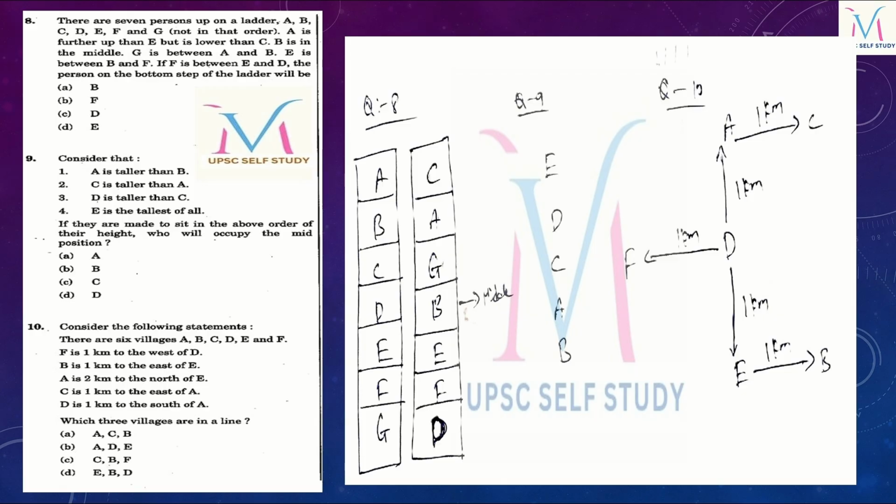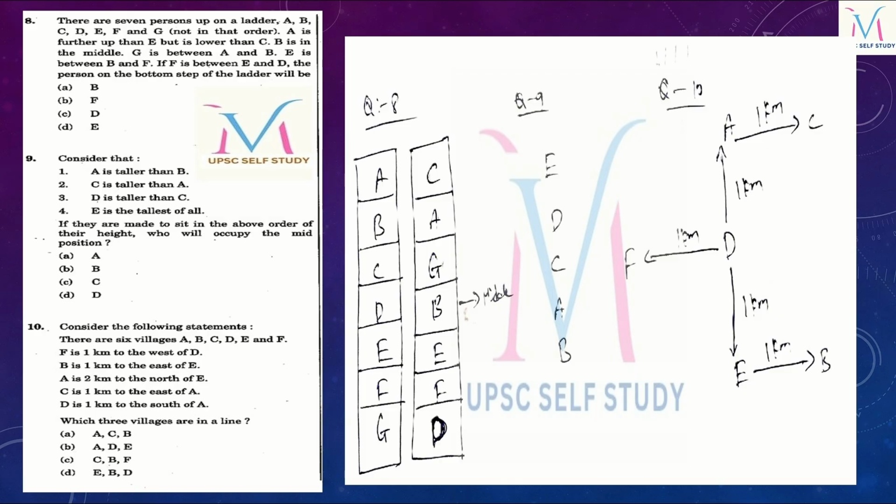Now come back to the question. B is 1 kilometer to the east of E. Next look at the picture. So you have got one particular picture like this. Again, which 3 villages are in a line? Those are A, D and E. They are in a line. So where are A, D and E? Option B. So for question number 10, option B is correct.